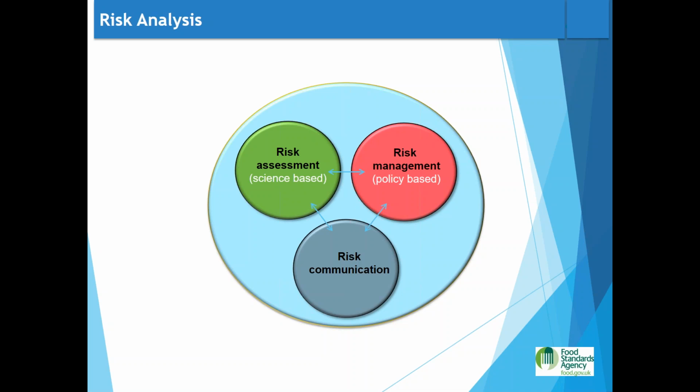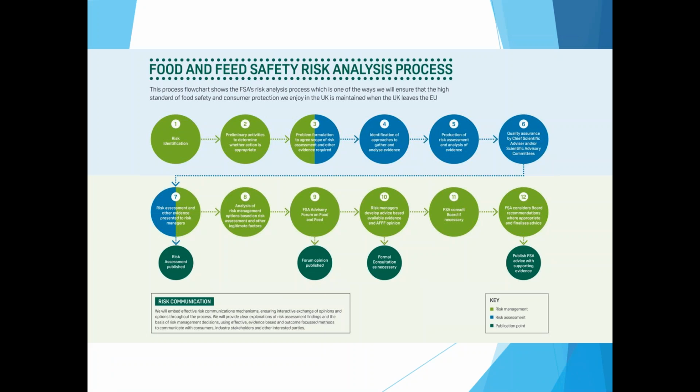So on the basis of that, we are working on a food and feed safety risk analysis process that will help us ensure the high standards of food safety and consumer protection we currently enjoy in the UK are maintained when the UK leaves the EU. And this flowchart gives you all the steps from risk identification up to the decision made by FSA in terms of risk management advice to ministers, which we plan to go through to ensure that it is evidence-based, science-based, and transparent.